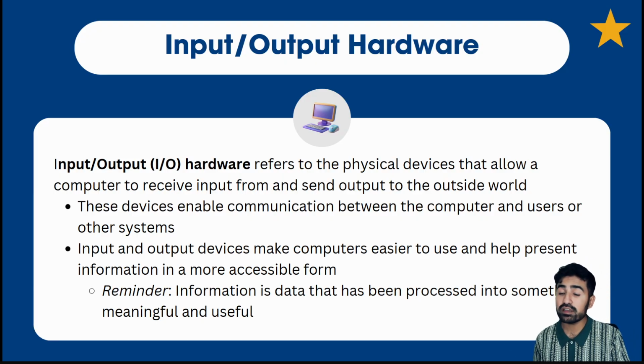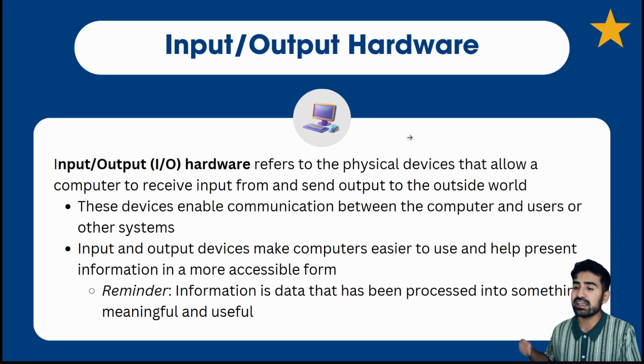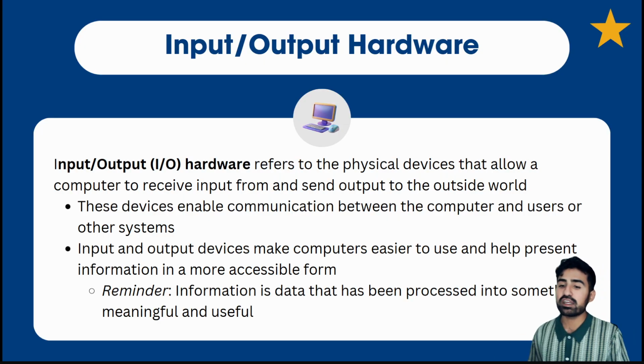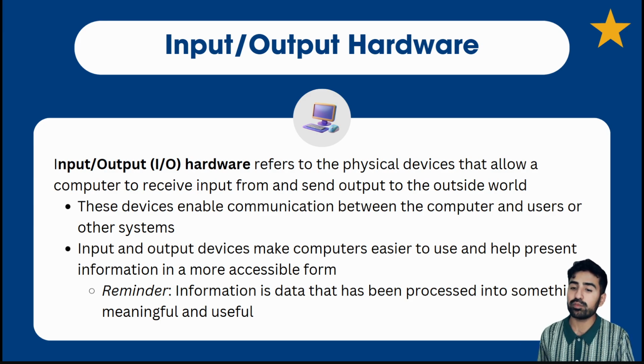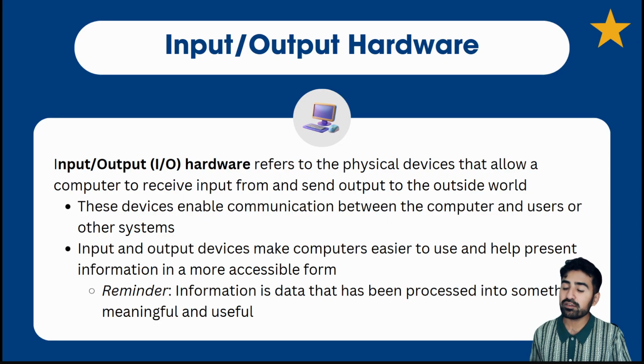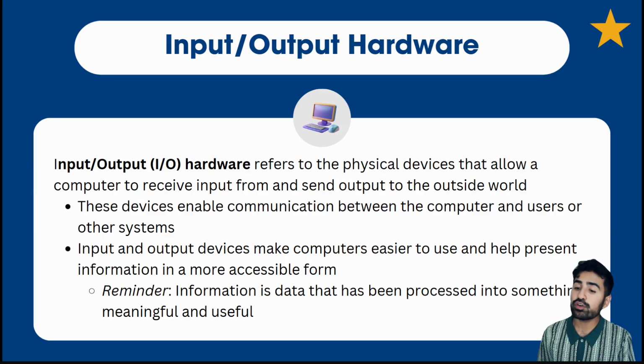Now we have touchscreen. We also have biometric readers, right? We have things that read our face for data. We have voice assistants. So really, it's exploded in terms of I/O hardware. There's so many different ways to interface with a computer. So these devices basically make it easier to use that computer and help present information to the user in a more accessible form. Remember, information is data that has been processed into something meaningful and useful. So information is for humans, data is for computers.